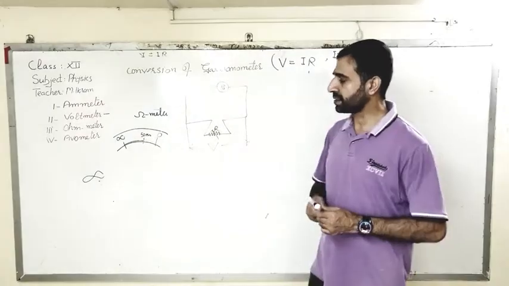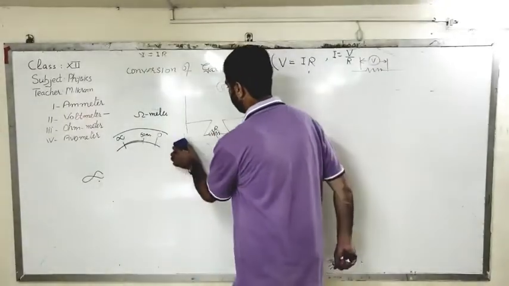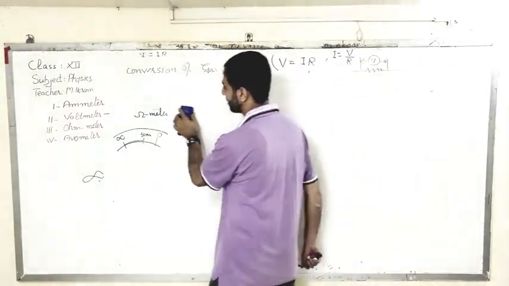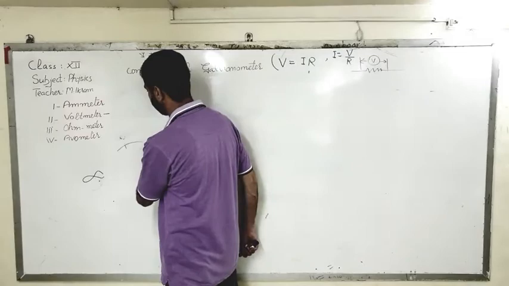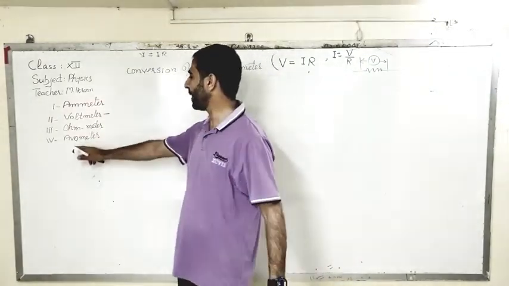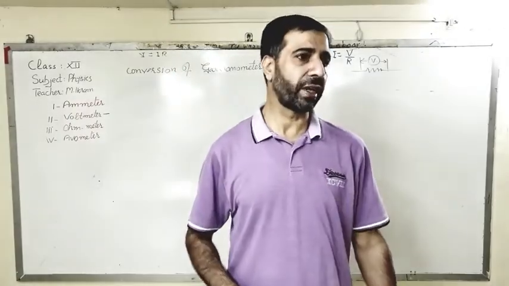Now the next one is the avometer. Now what is the avometer? The avometer is a device in which you will see all in one: ammeter, ampere, volt and ohm. So it measures all together, right?